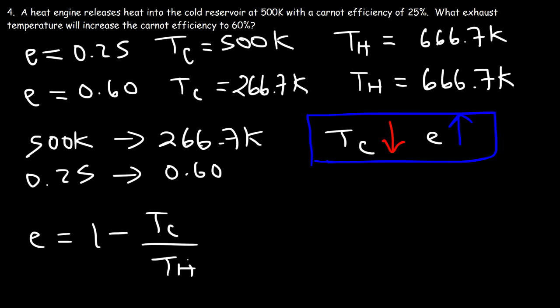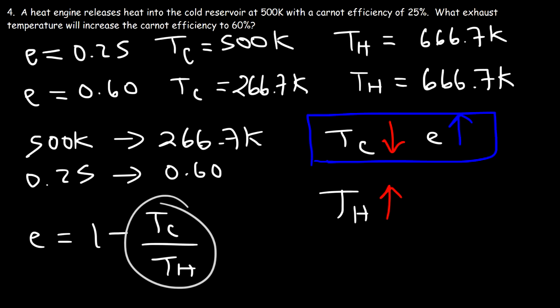Now, the second way to change the efficiency of a Carnot engine is to affect the temperature of the hot reservoir. So if we decrease the temperature of the cold reservoir and the efficiency goes up, in order to increase the efficiency, we have to increase the temperature of the hot reservoir. If we do that, the value of this fraction decreases. And so it's not going to decrease this number as much. So by increasing the hot temperature, or the temperature of the hot reservoir, you can increase the efficiency. Or you can do it by decreasing the temperature of the cold reservoir.